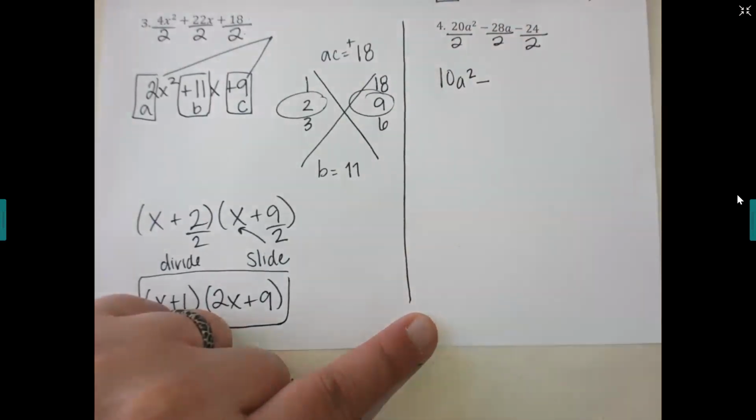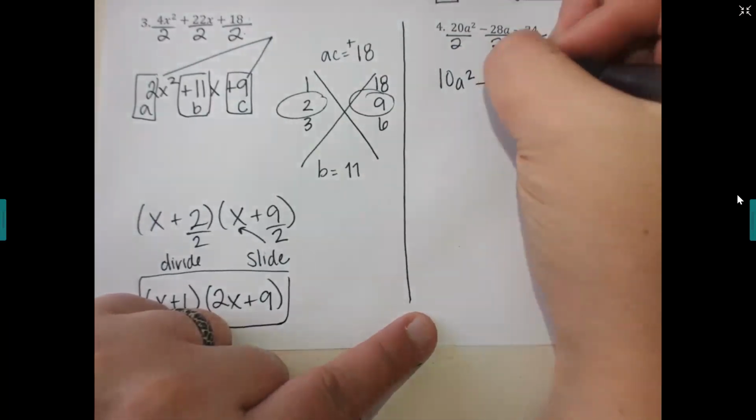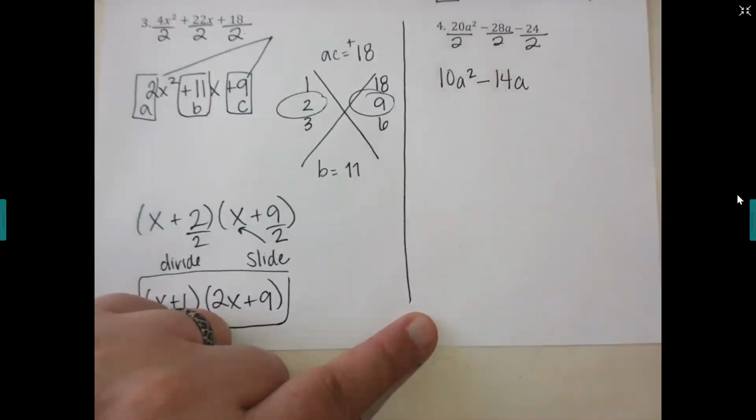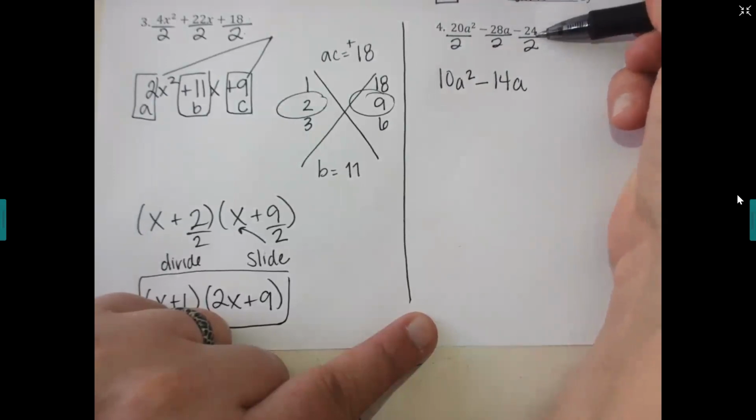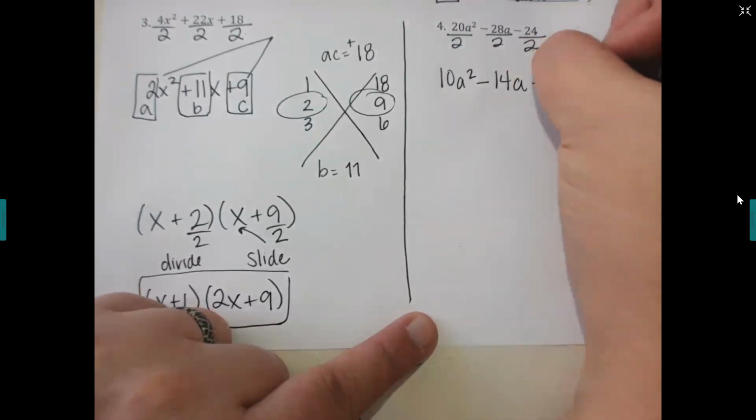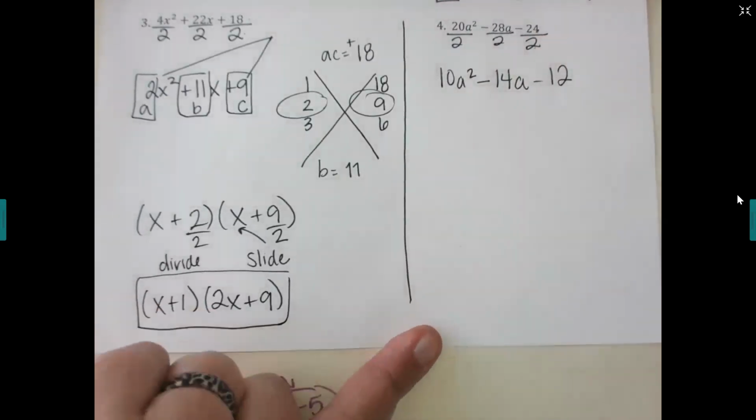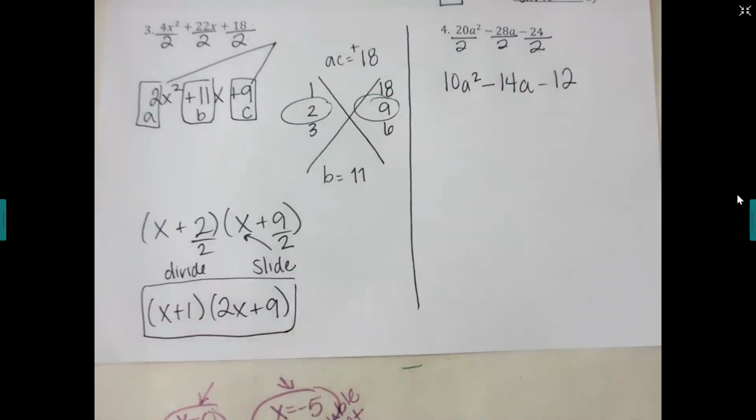Okay, then my next number was a 28. I have to divide that by 2. What do I get? 14. And then my last number was a 24 divided by 2. 12. Okay, now look at that. You can only ABC when they can't divide by the same thing. Are these all still even? Yes. Then you gotta divide by 2 again.